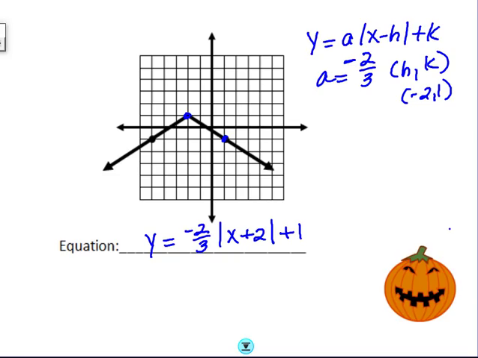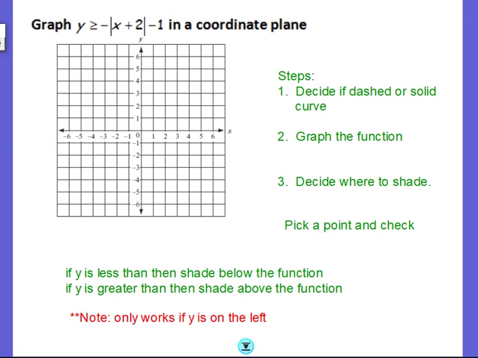Alright, one more thing we need to do before we finish up. We're going to graph absolute value inequalities. And we have the following 3 steps. So first of all, you've got to decide if you're going to have dashed or solid in a curve. Our curve this time is an absolute value.